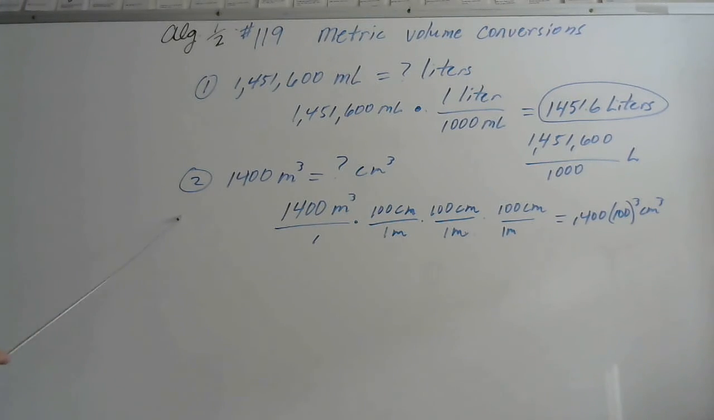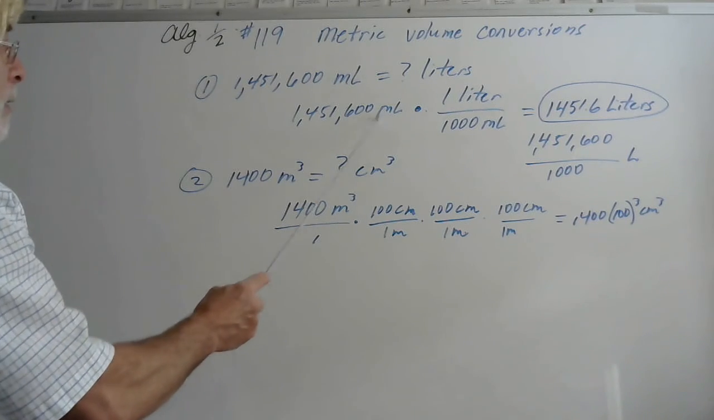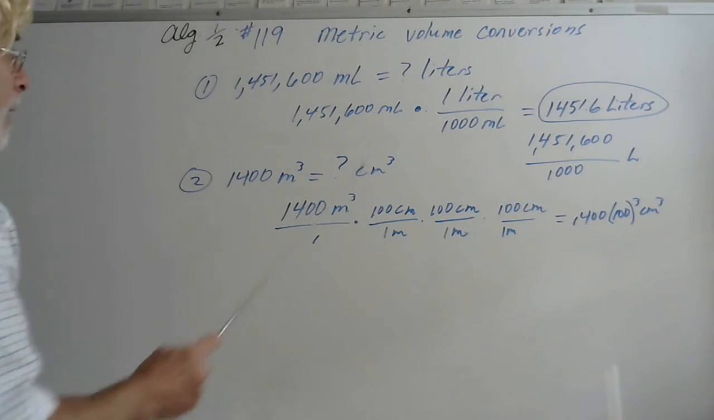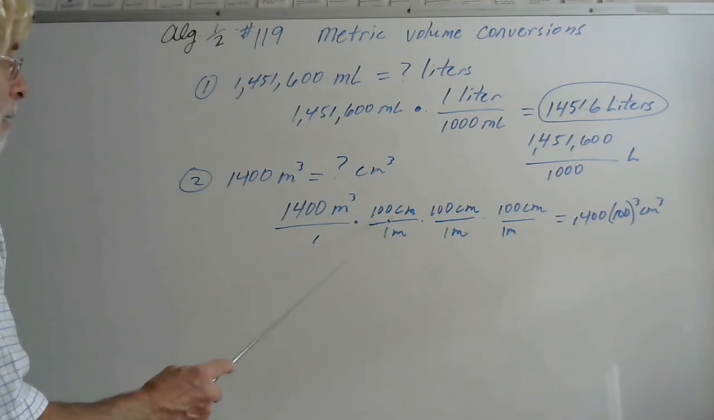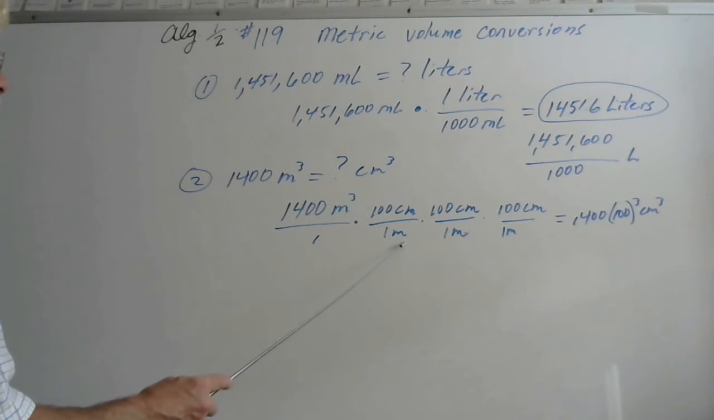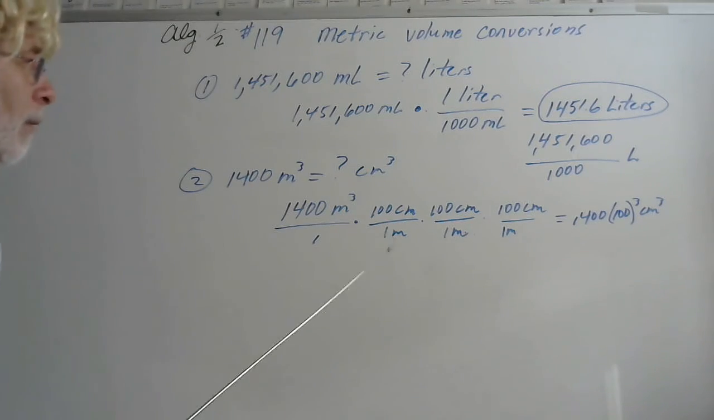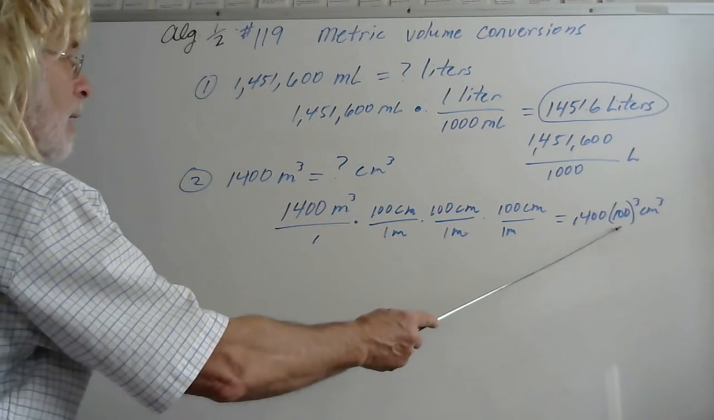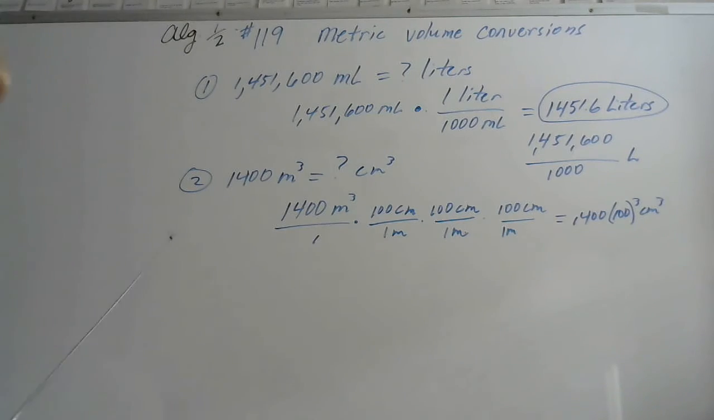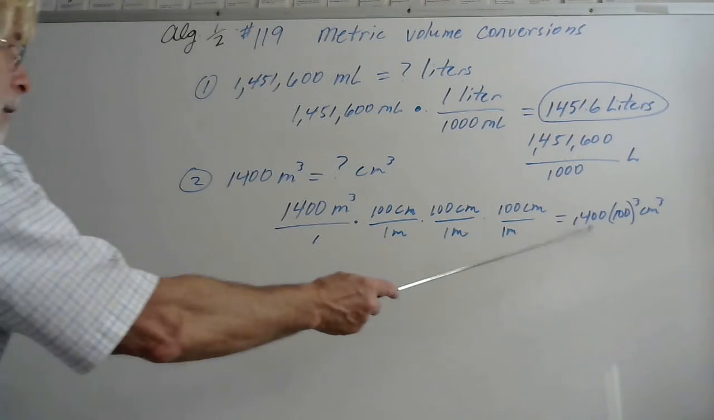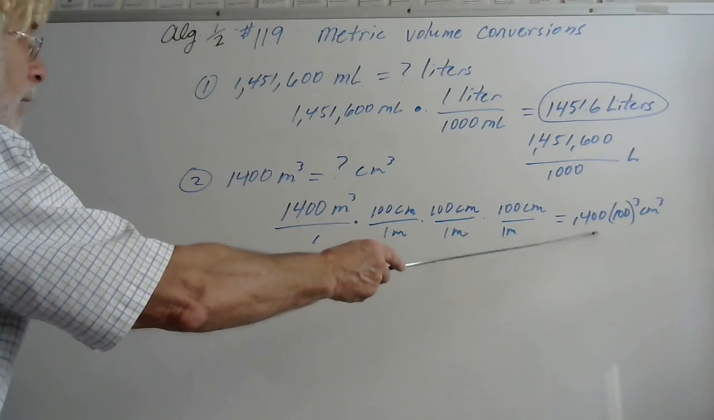Okay, here's another example. 1,400 meters cubed. How many centimeters cubed is that? So it's 1,400 meters cubed times, I'm getting rid of meters again. Just like up here with milliliters: denominator, numerator, denominator. 100 centimeters equals 1 meter, three times. So my answer is 1,400 times 100 cubed centimeters cubed. If you wanted to solve that out, you can. They do give both answers, I believe, in your book.